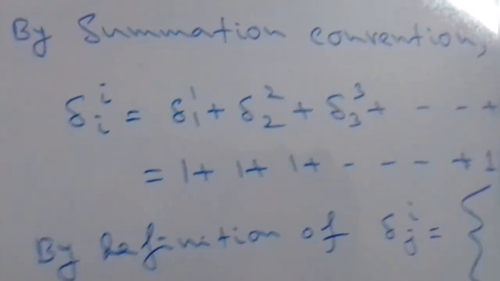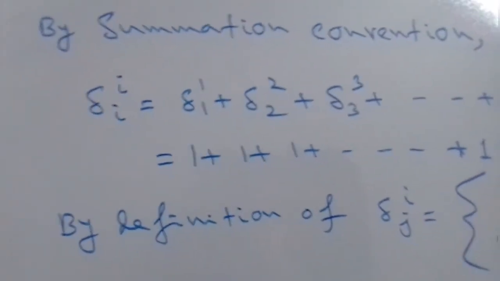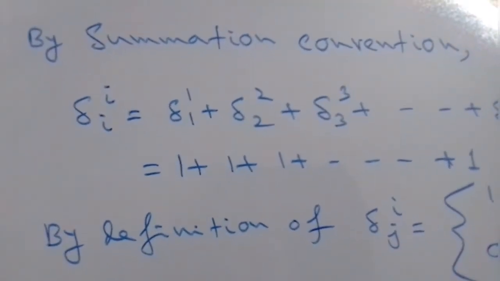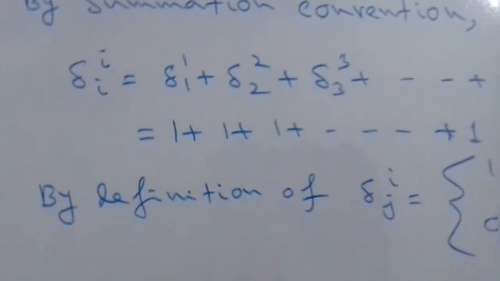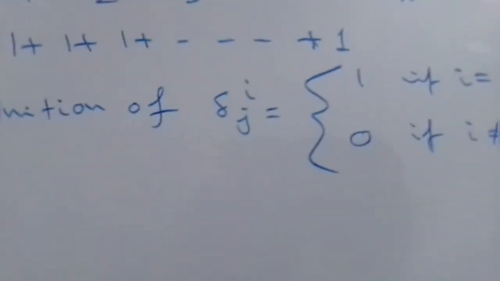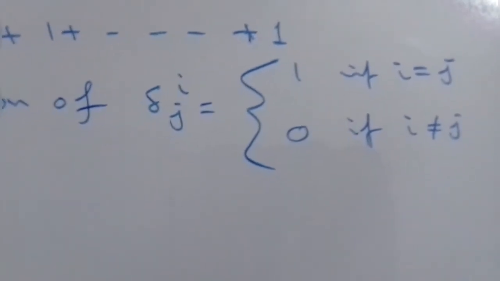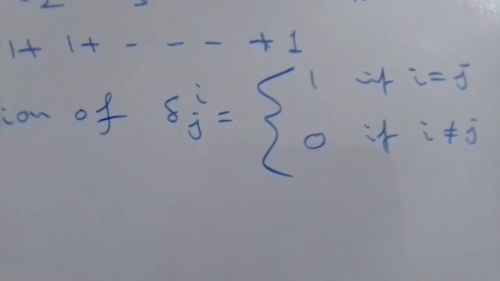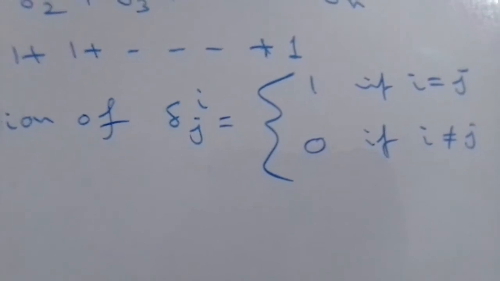To prove this result, we are using the summation convention. By the definition of delta ij, delta ij is equal to 1 if i is equal to j, that is delta ii, and 0 if i is not equal to j.